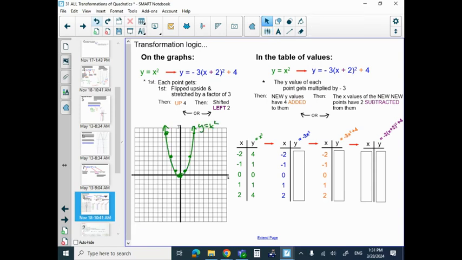And then I had blue for the vertical stretch and flip. So let's vertically stretch and flip. So the 0, 0 is going to stay put. Instead of up 1, we're going to be down 1, but down 3 times as far.